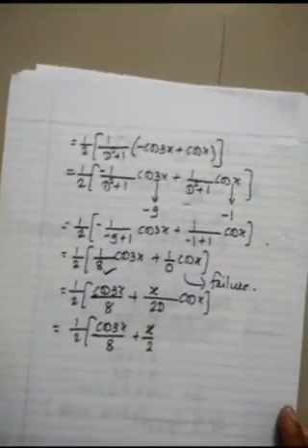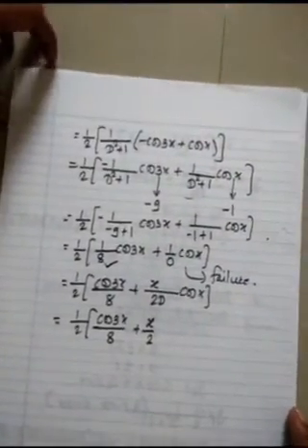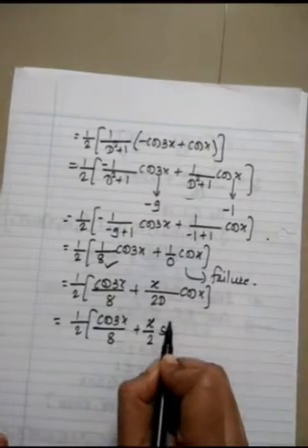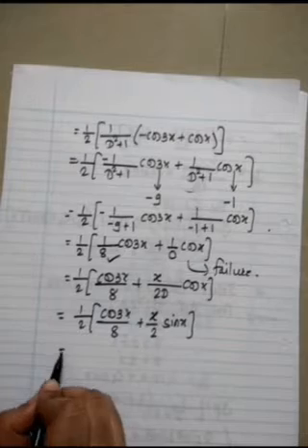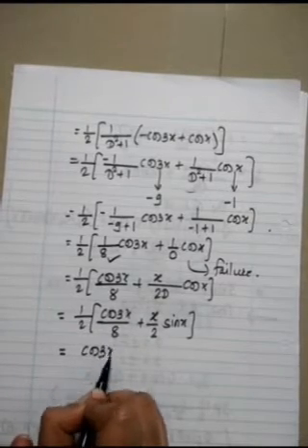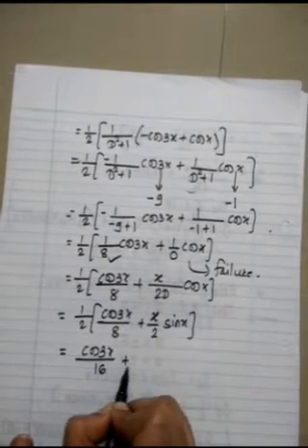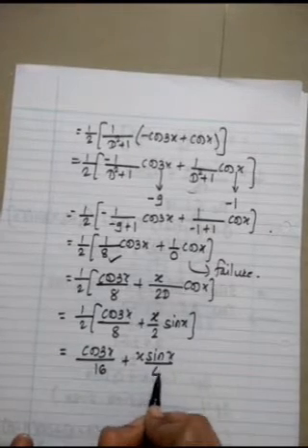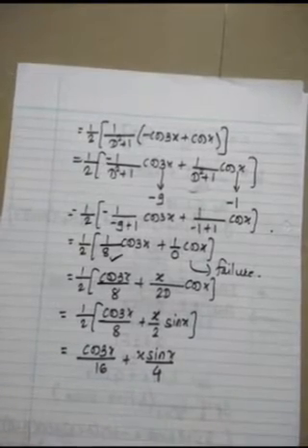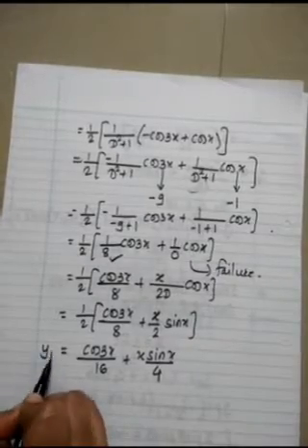Integration of cos x. What is the integration of cos? Sin x, and the derivative is minus sin. So minus, it is cos 3x upon 16 plus x sin x upon 2 into 2, that is 4. This is your yp. Done.